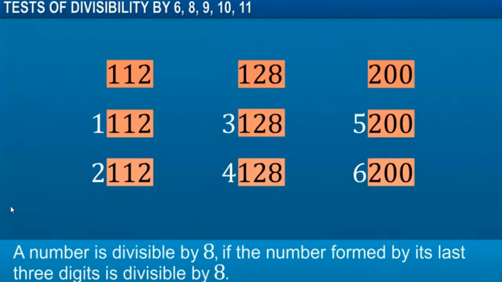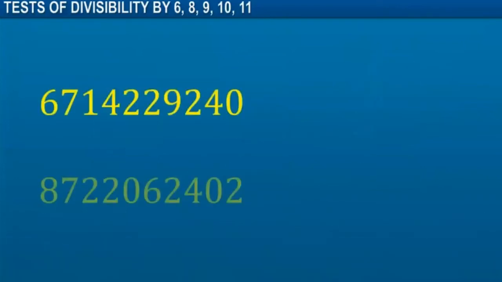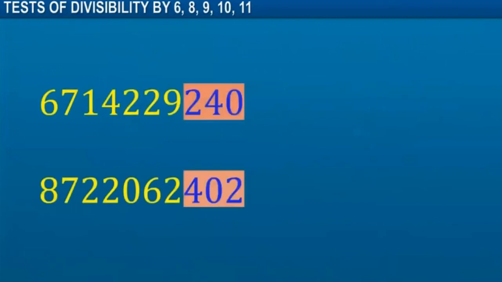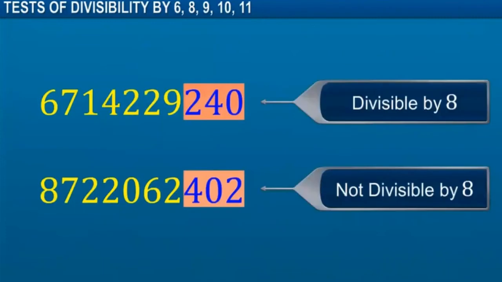Now we can see some examples. Thus, to check the divisibility of a number by 8, check if the number formed by its last 3 digits is divisible by 8. Okay, so we have 2 examples here. The first one is 6714229240. So this is a big number.